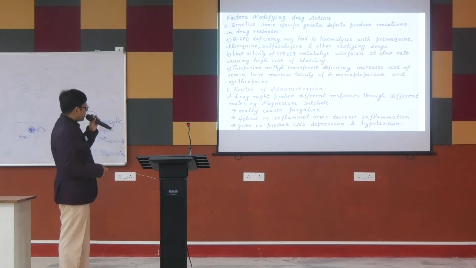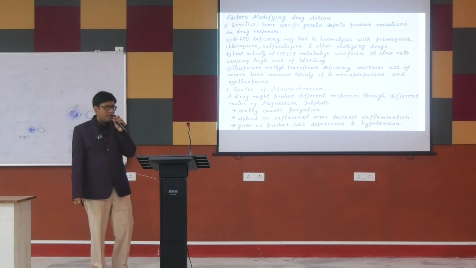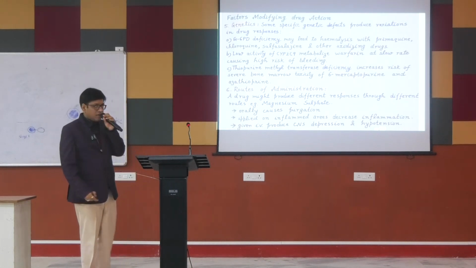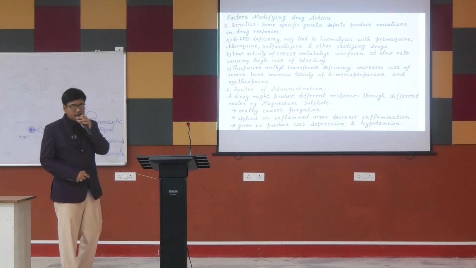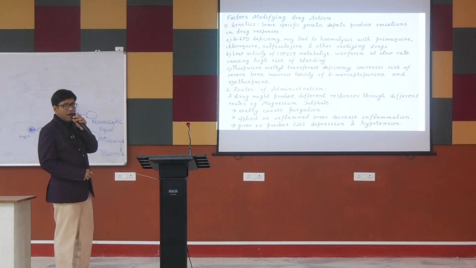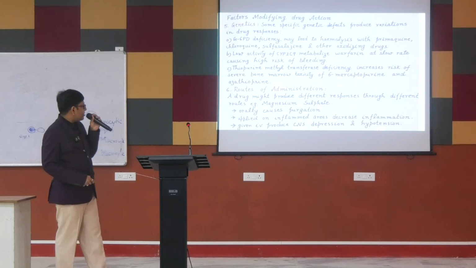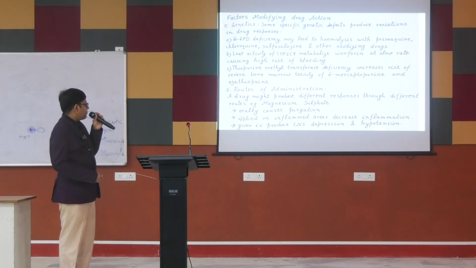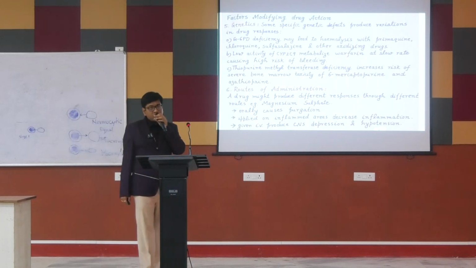Then routes of administration, whether you give a drug by oral route or by some other route, that also alters the drug's action. As an example, magnesium sulfate is a drug which when given orally acts as a laxative, or rather as a strong purgative. Strong laxatives are called purgatives. But when it is given on the skin, it reduces inflammation. And when it is given IV, it causes CNS depression. It reduces seizures.